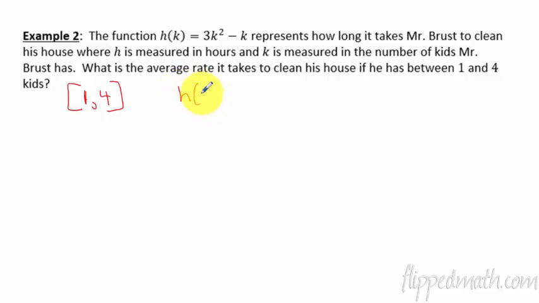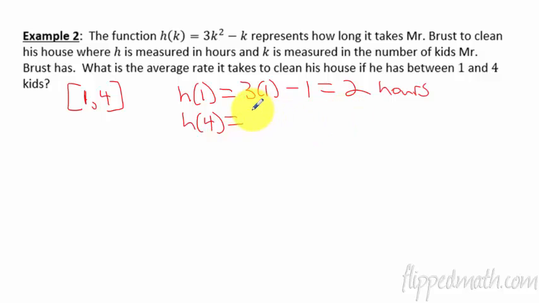So we've got to figure out what the y values are at h of 1, and we need to figure out what the y values are at h of 4. So pretty simple here. You just plug it in. You get 3 times 1 squared minus 1. That's just 3 minus 1 is 2. And then if you have 4 kids, so this is 2 hours. If you have 4 kids, it's going to be 3 times 4 squared is 16, minus a 4, that's going to equal 16, 32, 48, 48 minus 4, 44 hours. Did I do that right? Yeah, okay, phew.